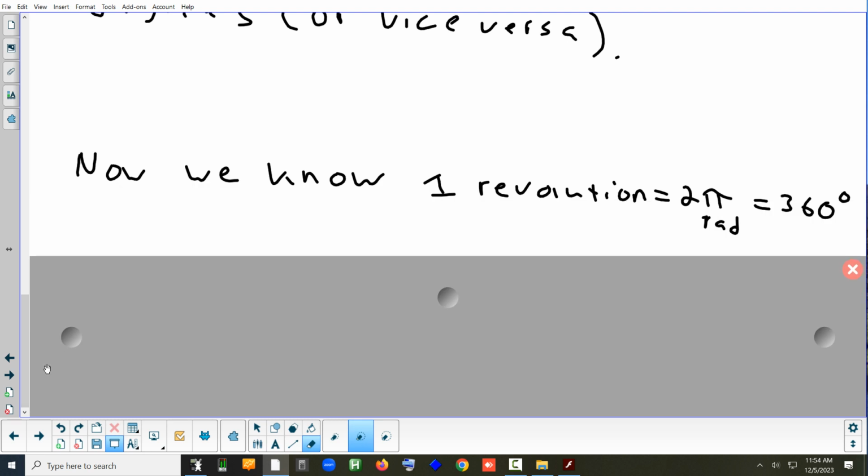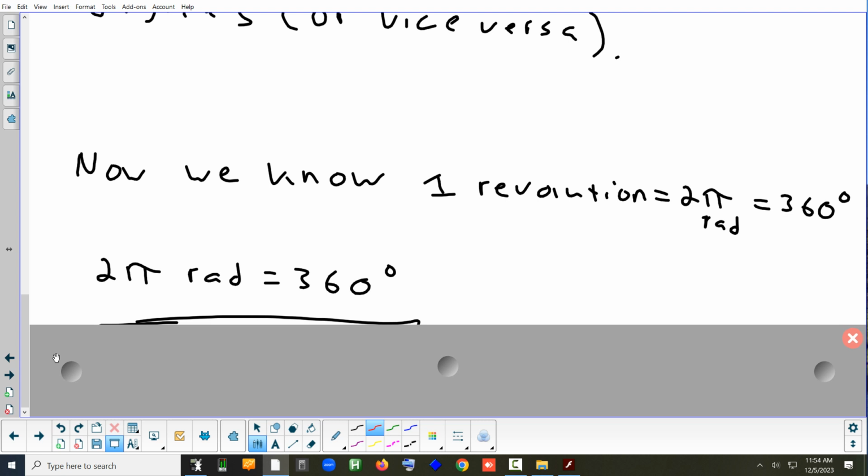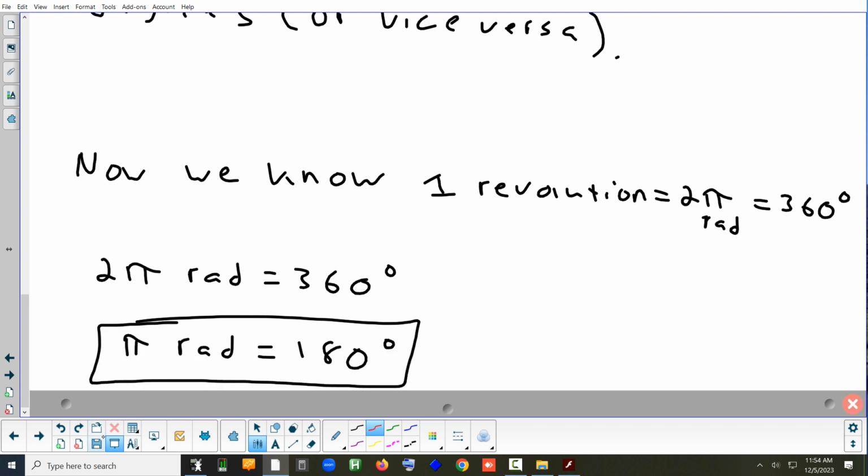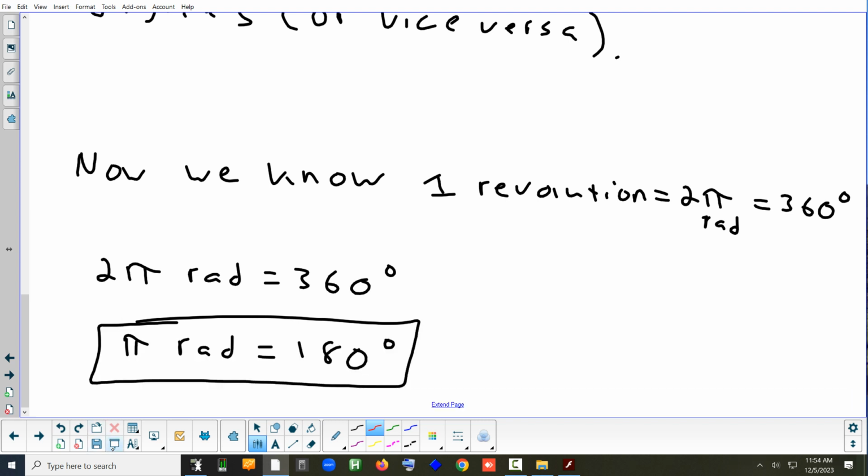That's also called a revolution. I don't think I said that, but one time around the circle is a revolution. So if I know that 2 pi radians is 360 degrees, what could I do on each side to simplify that a little bit? I could divide both sides by 2. Okay, that's better. Pi radians is 180 degrees.